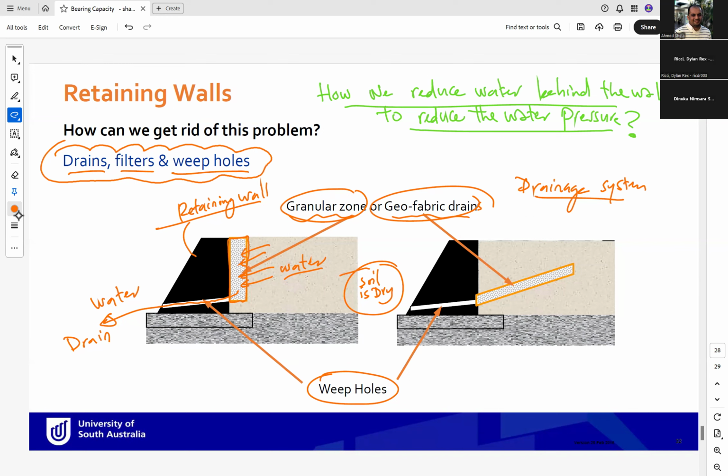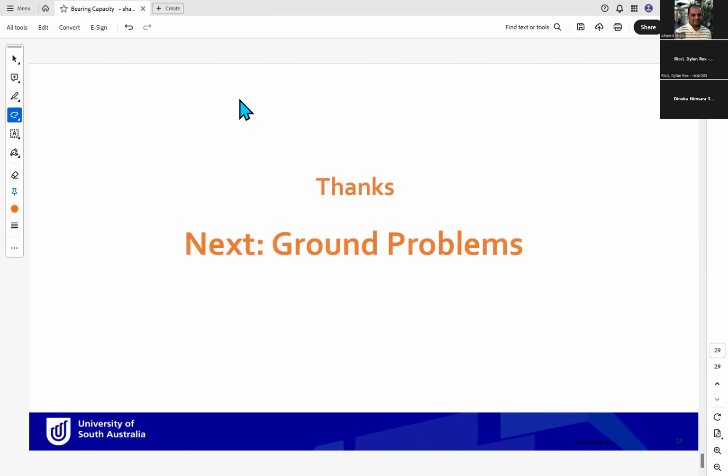Here as well, another same system, but you can make it inclined. So also the water will go to this drainage system, and then the water will flow through the weep holes outside of the retaining wall. Okay, do you have any question, guys, for that? We're good. Okay, so the next topic will be ground problems.